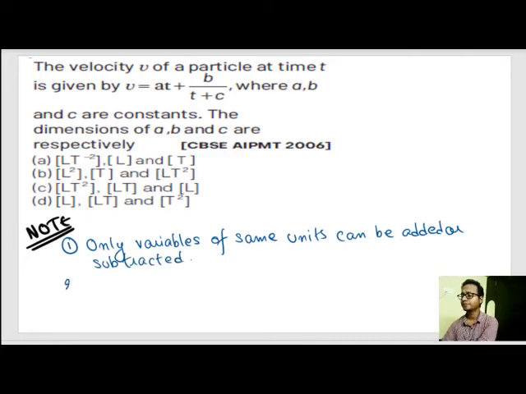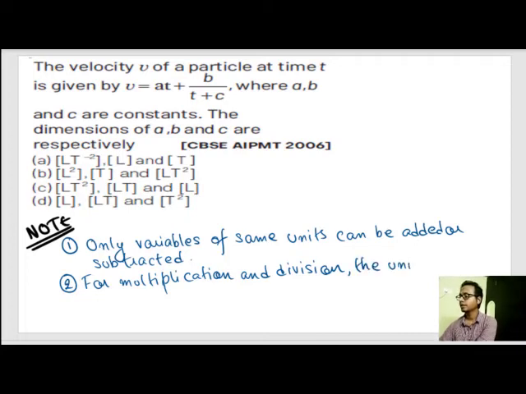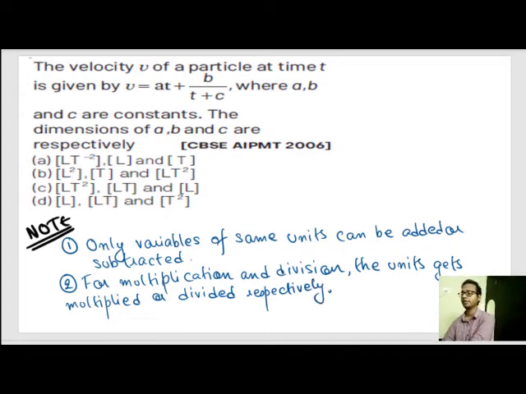And rule number 2 is for multiplication and division. For multiplication and division, the units get multiplied or divided respectively. Okay, the units get multiplied or divided respectively.